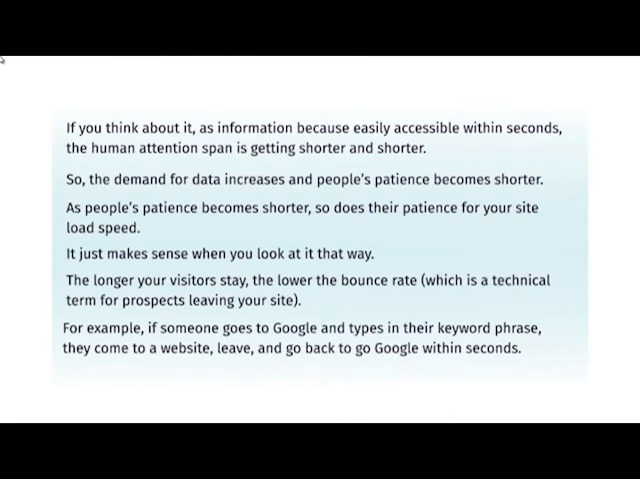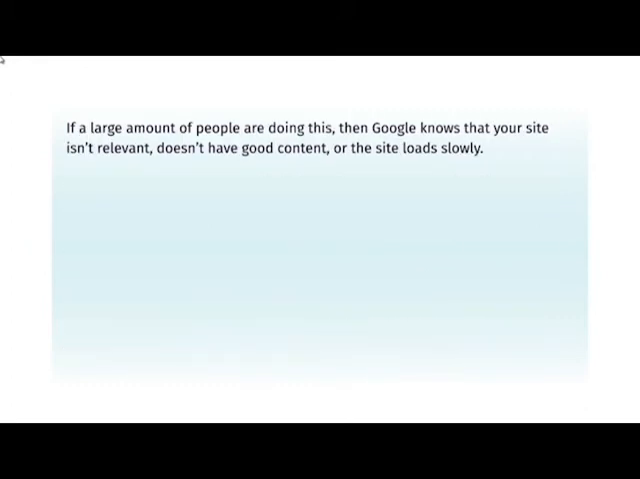For example, if somebody goes to Google and they type in a keyword phrase, let's say scuba diving, and they come to your website, they leave, and they go back to Google within seconds, that is what we call bounce rate. If you have a lot of people that do that, say out of 100 people, 99 people come to your website and within seconds leave and go back to Google, Google can detect this, and they take note of that. Imagine, for some weird reason, people are going to your site and leaving within seconds, so your site must not be relevant to them.